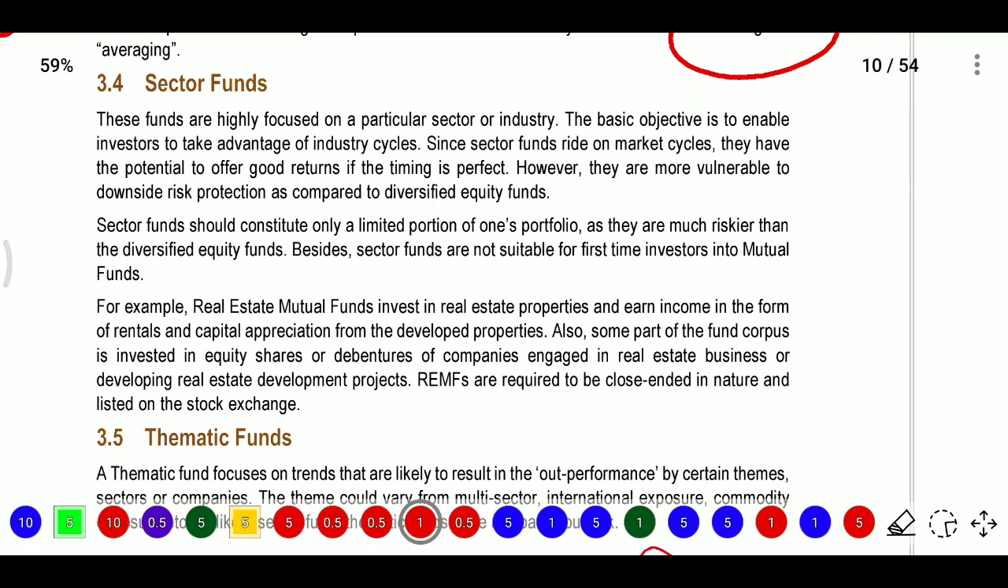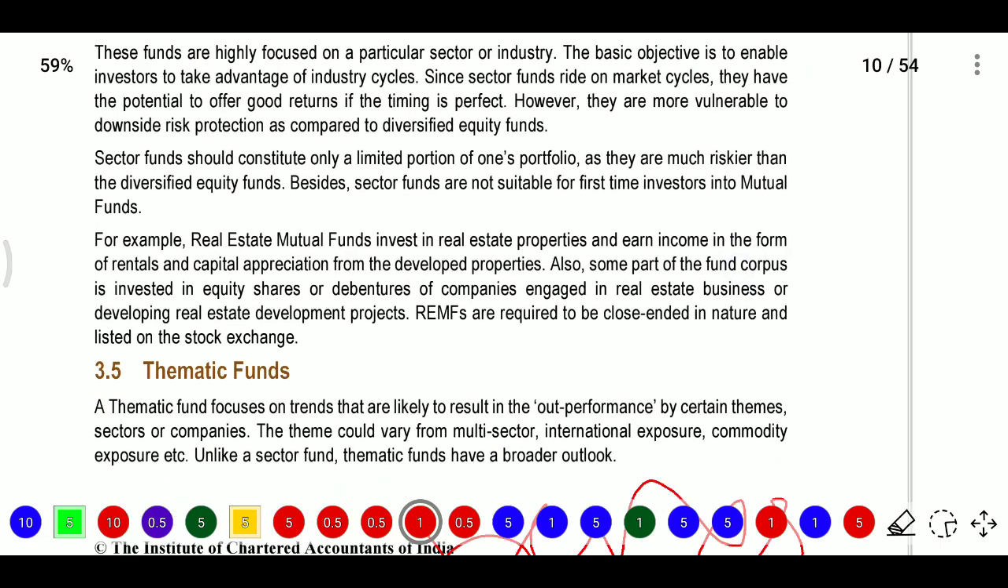They are more vulnerable, with less downside risk protection as compared to diversified equity funds. Here, sector funds should constitute only a limited portion of one's portfolio, as they are much riskier than diversified equity funds. Besides, sector funds are not suitable for first-time investors in mutual funds.